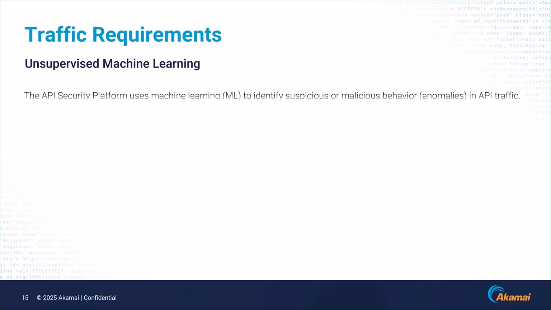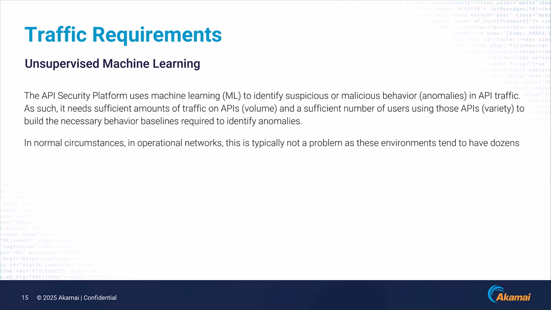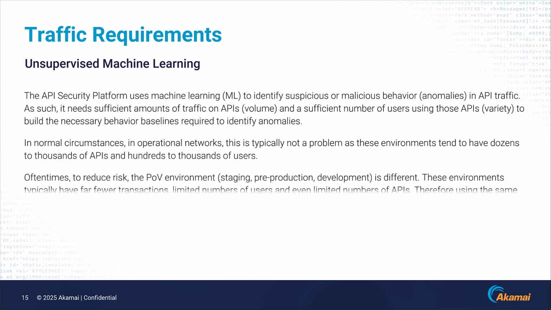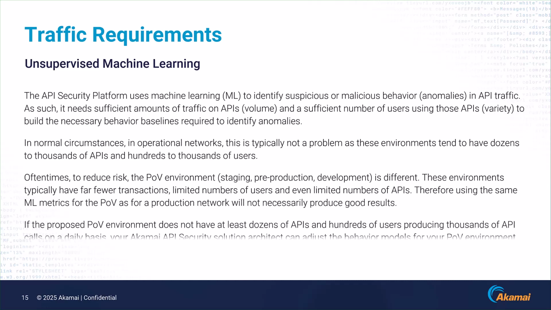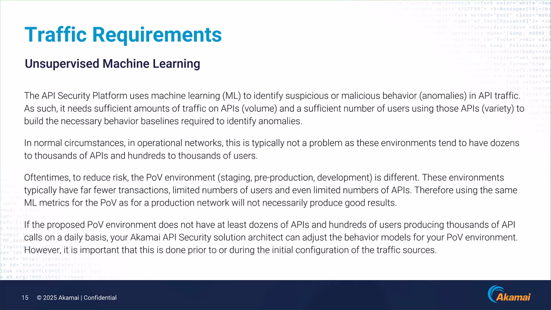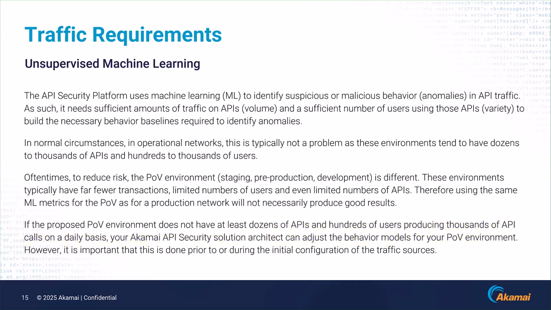This slide explains why the data is so important and what the traffic requirements are. Customers may say that we can run a pilot in a lab environment. The problem in small lab environments is that there is not enough traffic volume. Because of this, the machine learning capability is very low. This is why we added the last bullet, to set clear expectations with the customer. In order for the solution to be able to identify runtime alerts or advanced attacks, we need at least dozens of APIs and hundreds of users producing thousands of API calls on a daily basis. More traffic volume means better machine learning capabilities.